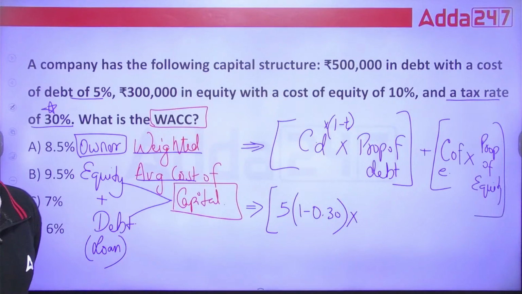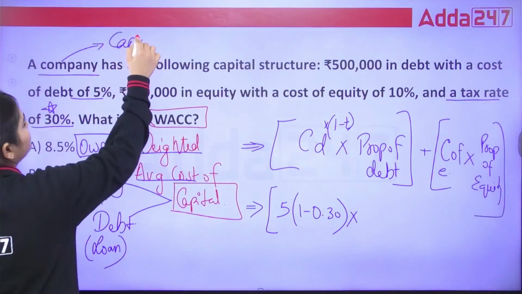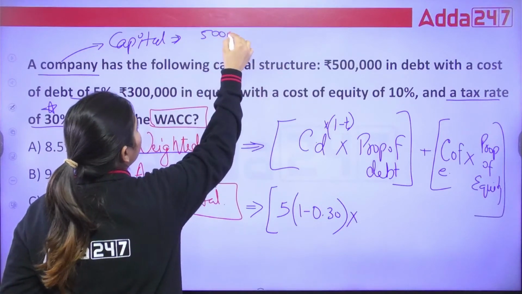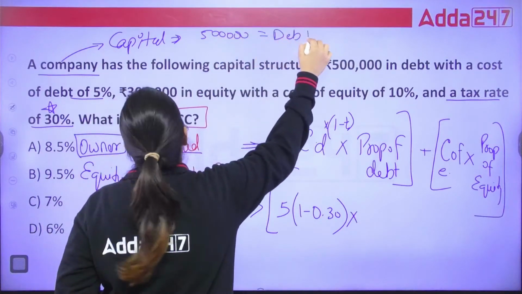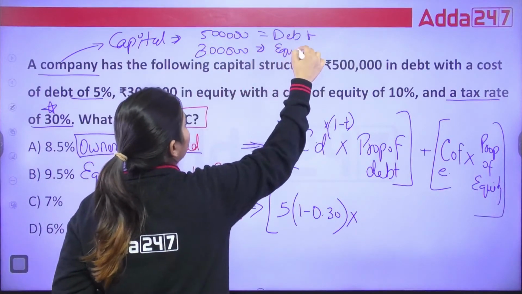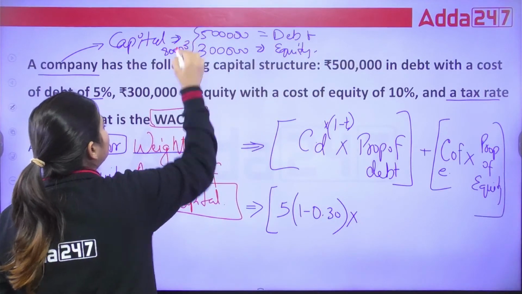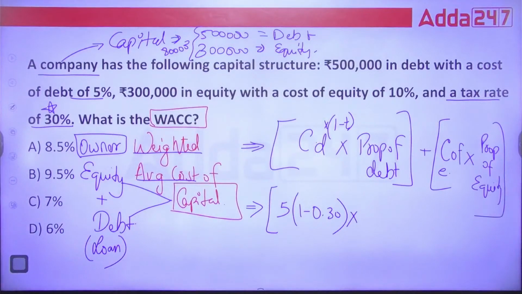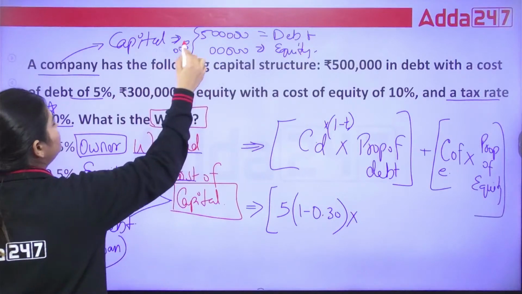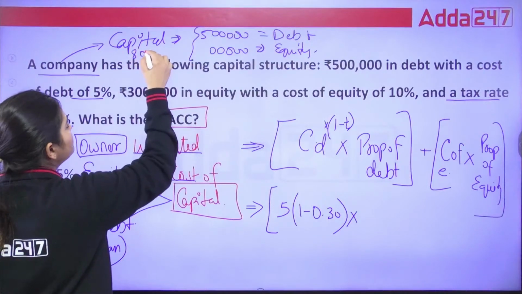What is the proportion of debt in your company? As a company, your total capital is how much? Your total capital is equal to 5 lakh on the debt side and 3 lakh on your equity side. Means the company has around 8 lakhs total capital. So how to calculate the proportion of debt in this overall capital?